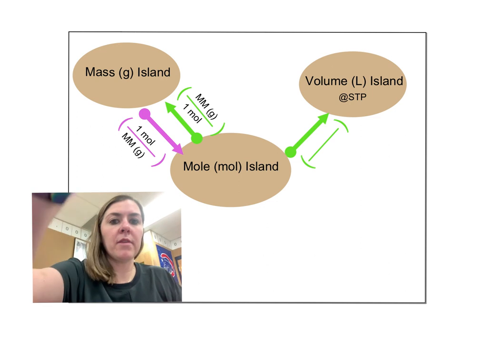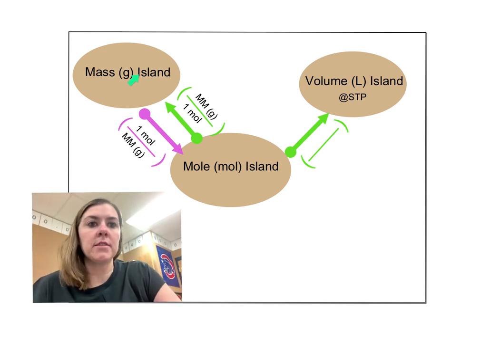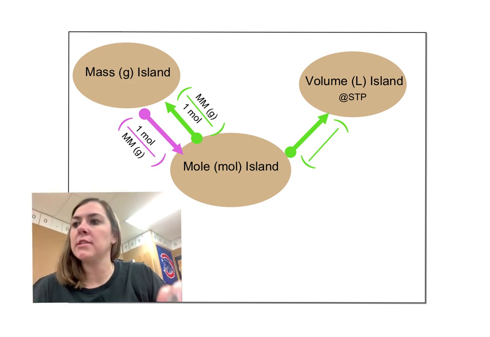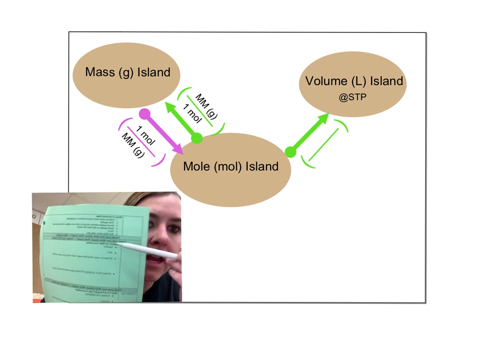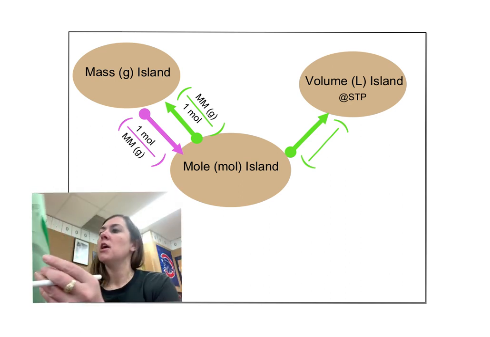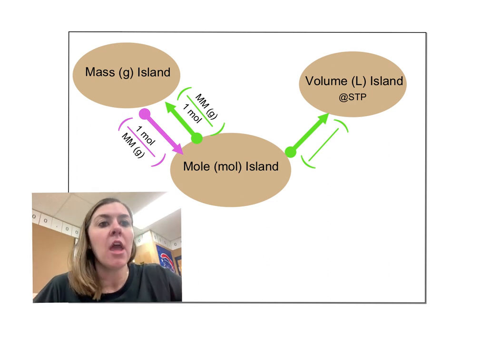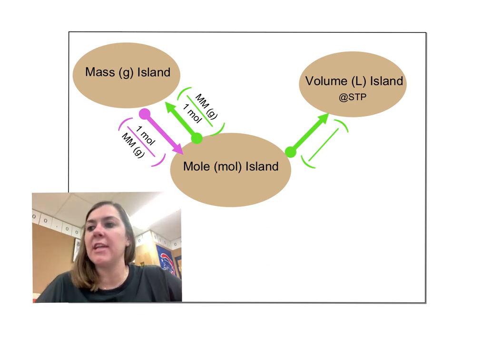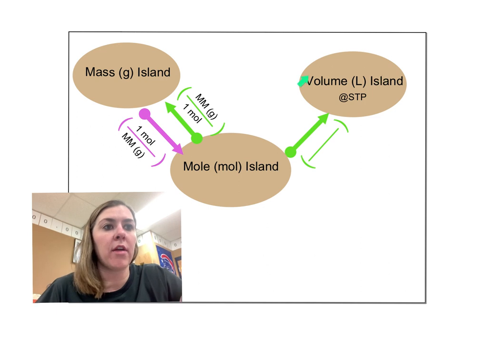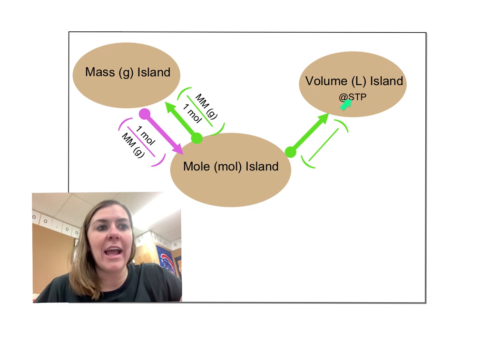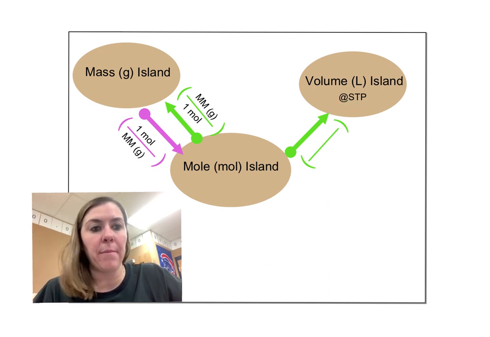All right, now that we've done our mass to mole and mole to mass, you can see on your green note packet, the next gray box says create your own mole island to volume at STP island. So let's do that before we even get into taking notes. We're going to draw another island, so volume, and the unit for volume is capital L for liter. And then I want you to also put at STP. I'll explain what that means, I promise.